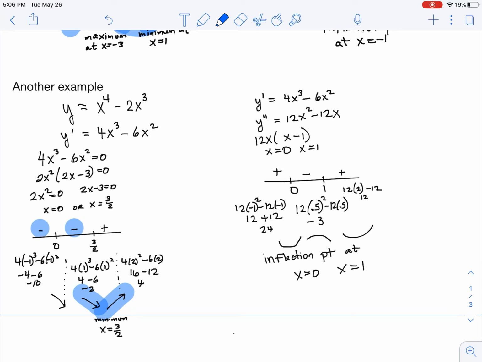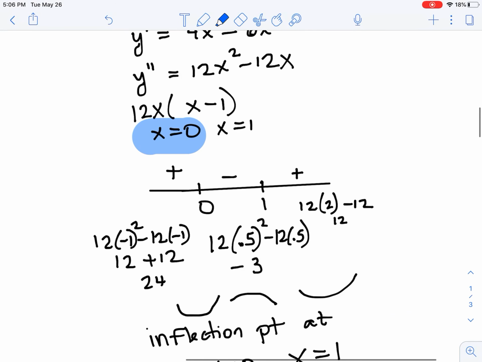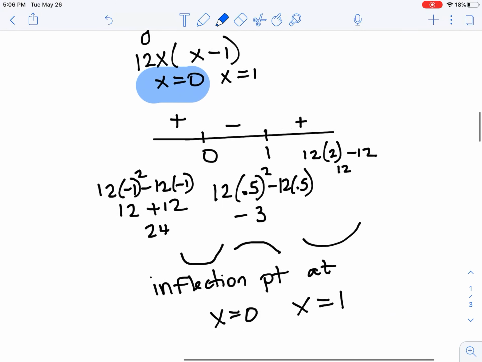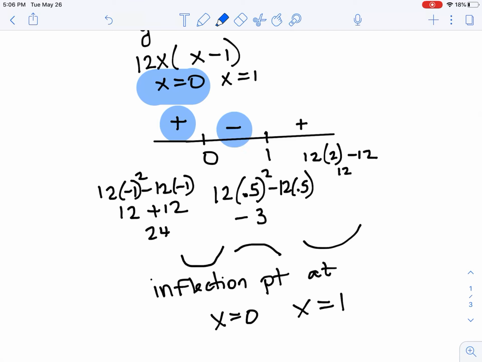So I have those two values. Now look right here. This is kind of important. 0, 0. Sometimes the same number shows up twice, once in the first derivative and once in the second derivative. Not always, but sometimes. So notice when I did my line here and I put in my values, this was a positive second derivative, a negative second derivative, and a positive second derivative. That means I have a concave up, a concave down, and a concave up.